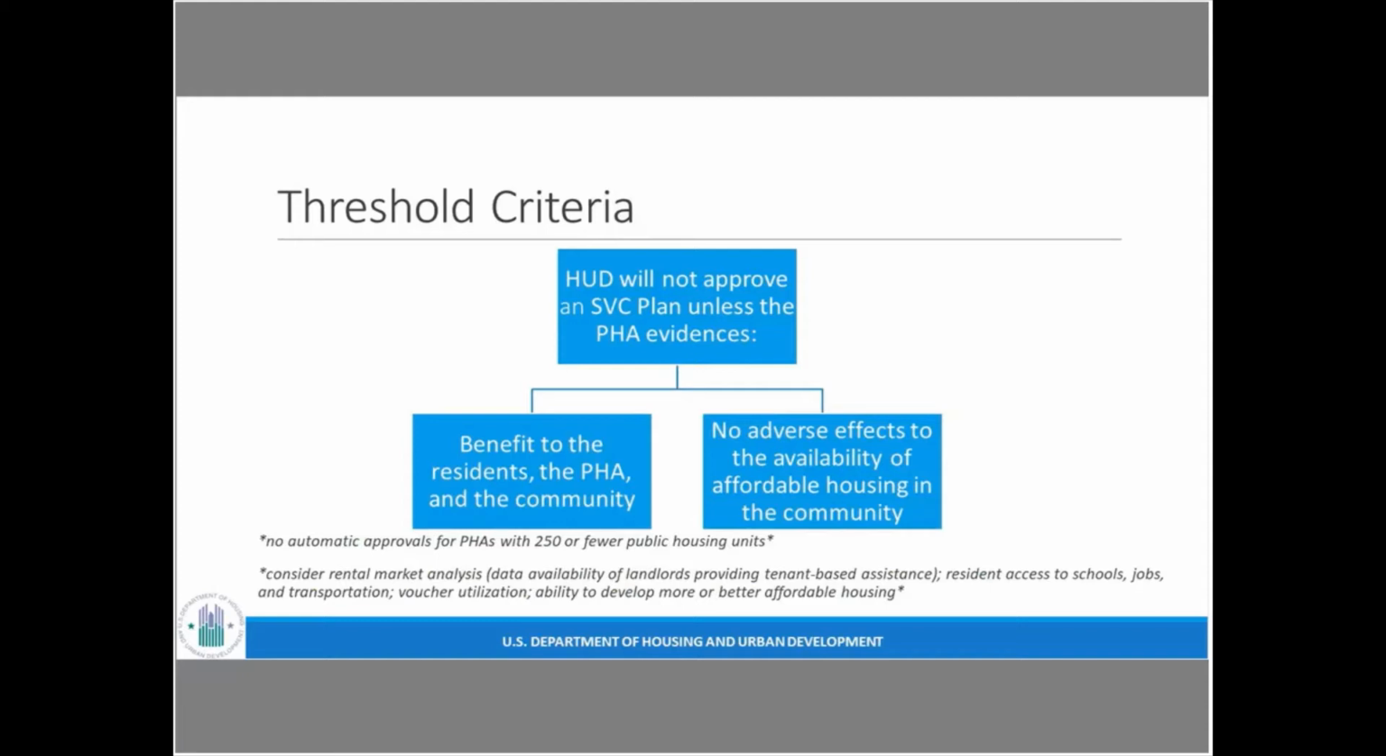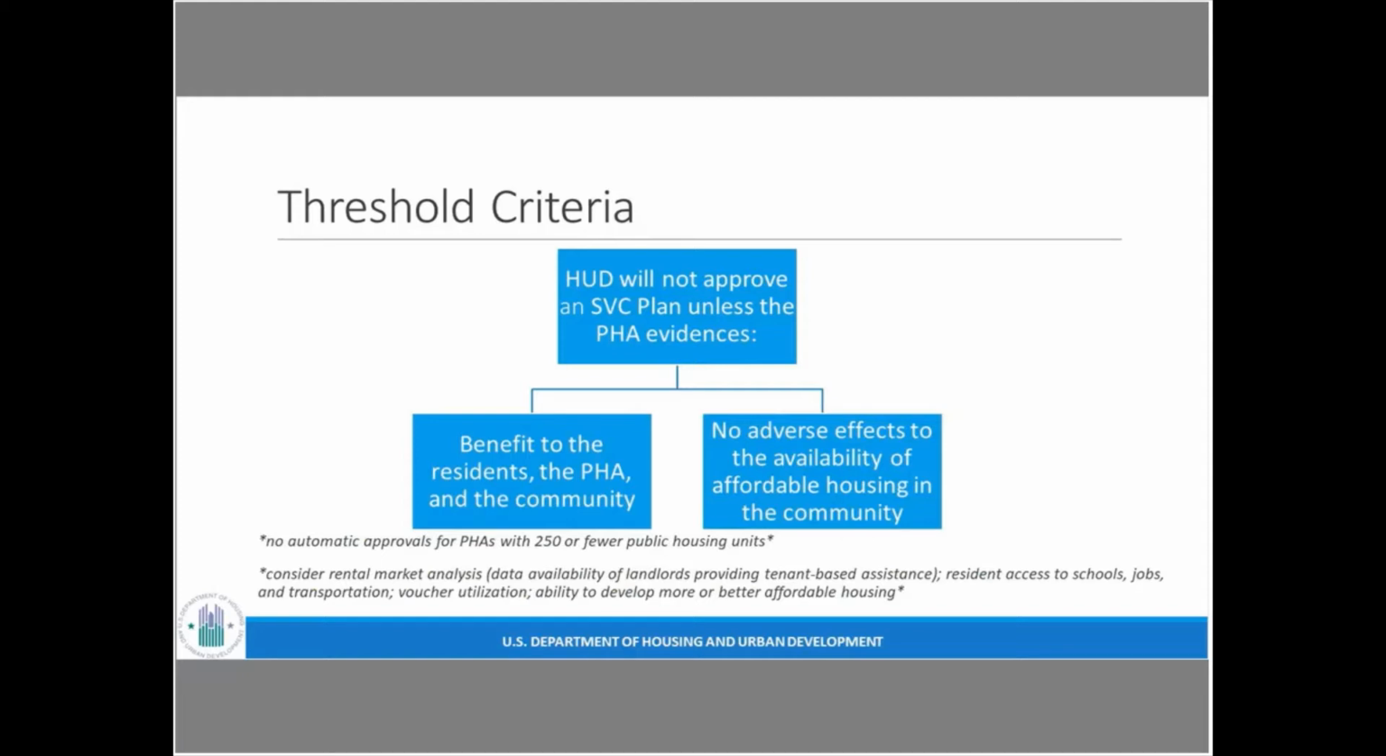Thank you, Dan. Good morning, afternoon, everyone. Pleasure to be here. My name again is Kathy Shebist. I'm a program analyst in the Special Application Center. I'm going to transition from where Dan left off with the big picture to the threshold criteria for when HUD will approve a Housing Authority Streamlined Voluntary Conversion Plan.